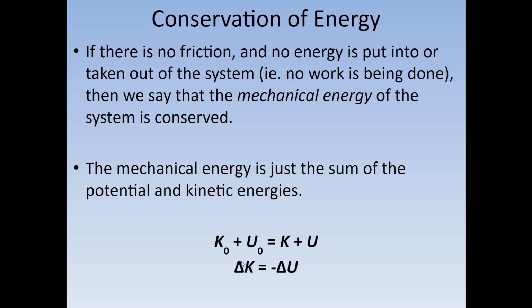Another way of writing this is that the amount of kinetic energy gained by the system is equal to the amount of potential energy lost by the system. So if the system loses 200 joules of potential energy, then it must have gained 200 joules of kinetic energy.